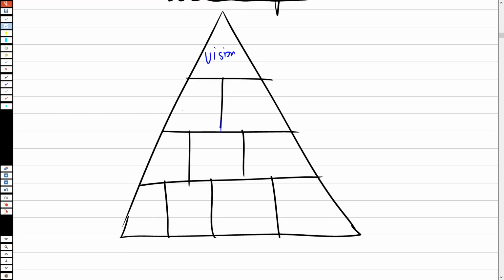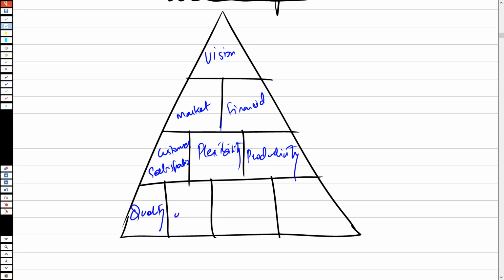And with vision, there is market and financial. Then you have got customer satisfaction, flexibility, and productivity. Then quality, delivery, cycle time, and waste. Now, what does it say?